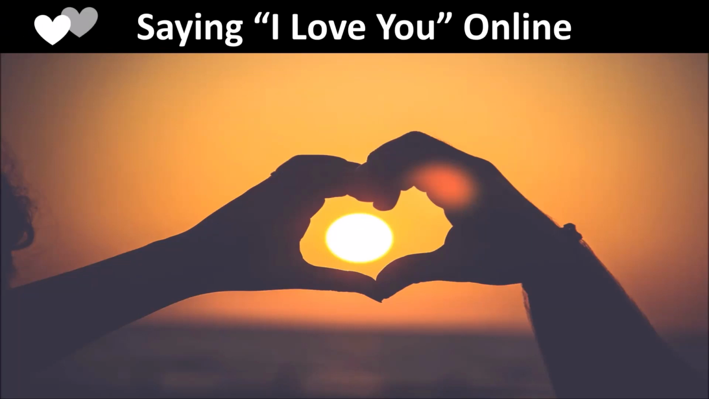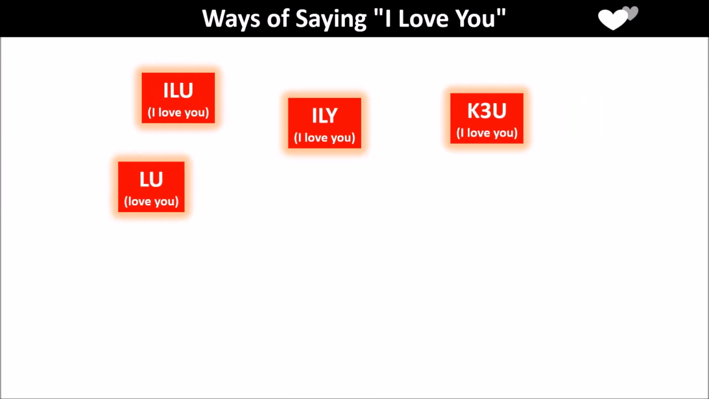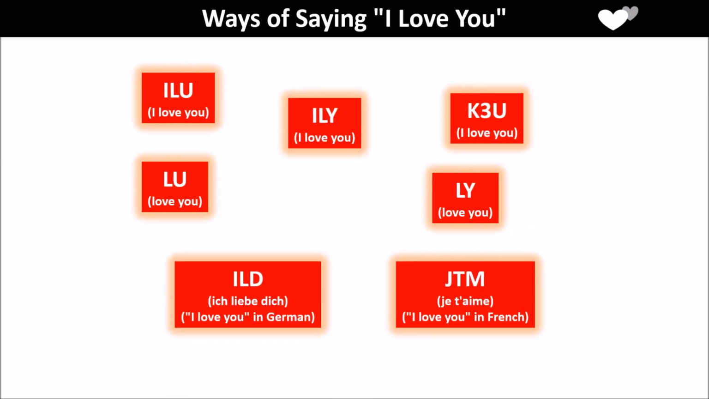In this video, we're going to look at ways of saying I love you. So here are 6 common ways of saying I love you in an abbreviated way. These are all fairly obvious, even though 2 of them are not in English. So we have Ich liebe dich in German and Je t'aime in French. But what about this one?